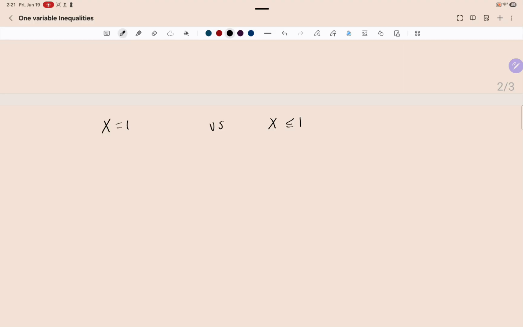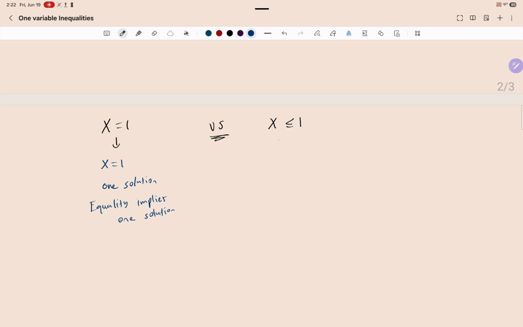So let's compare this problem here. Here I have x is equal to 1 versus x is less than or equal to 1. So what is the difference? For the first one, x equals 1. This means that we only have 1 point, in other words, one solution. When we have equality, in other words, equality implies one solution for the single variable case.